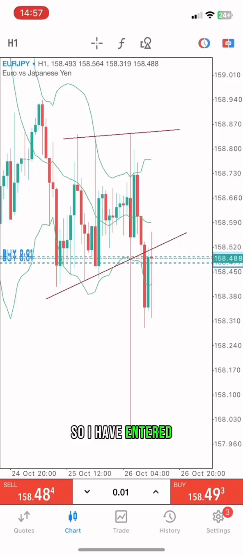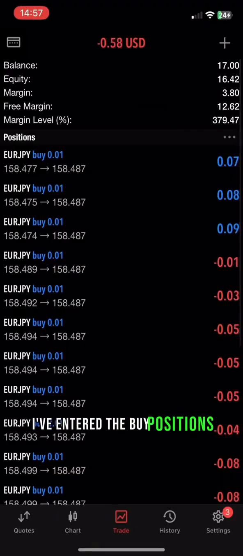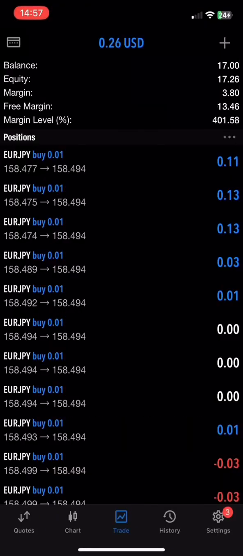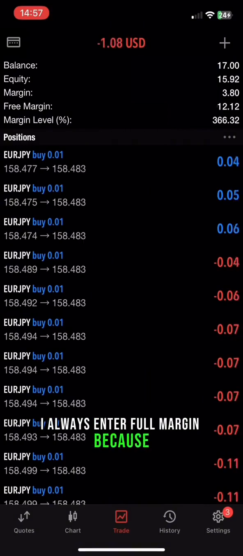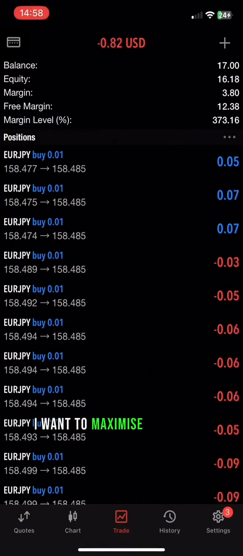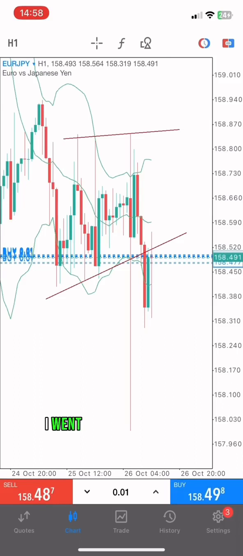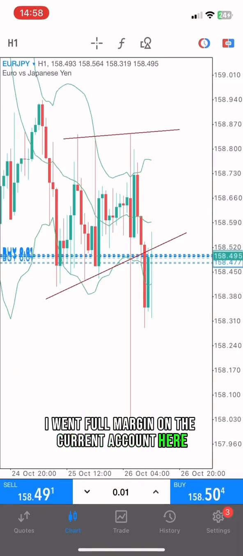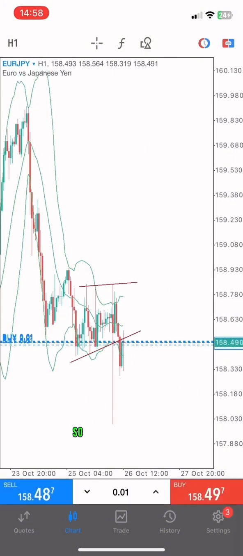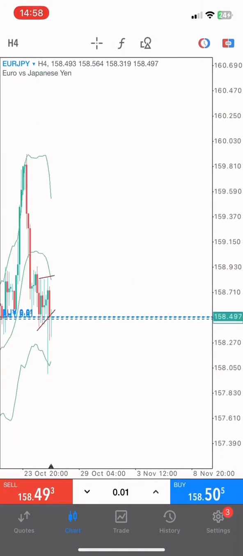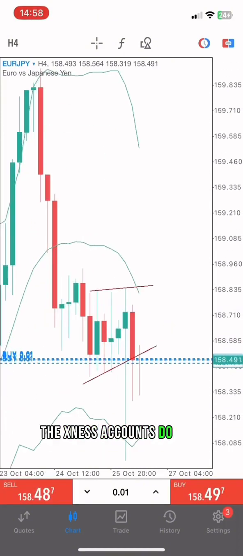So I have entered the buy positions here. I've entered the buy positions because we are going to be buying. As I've always done, I always enter full margin because I want to maximize the whole profit. So I went full margin on the current account here. The leverage is 1:infinity. So let's continue. The Exness accounts do that.